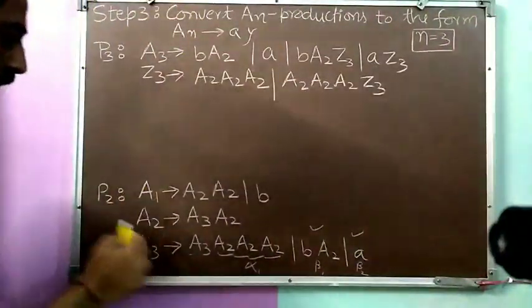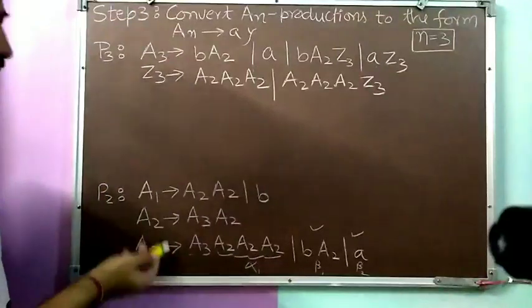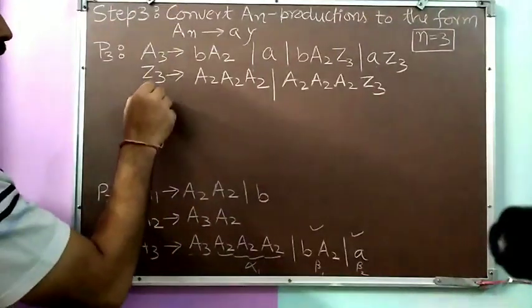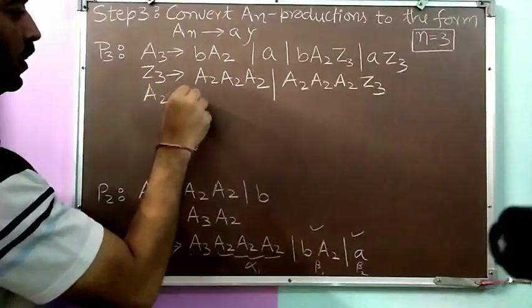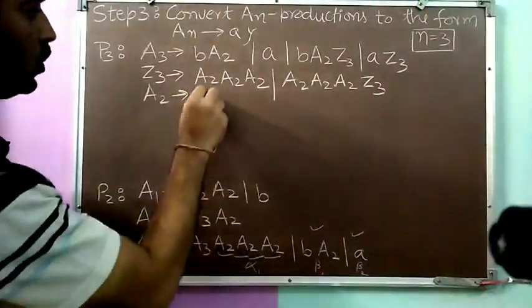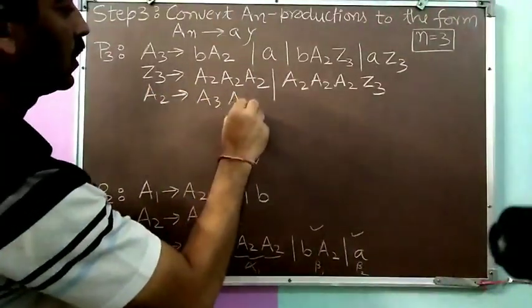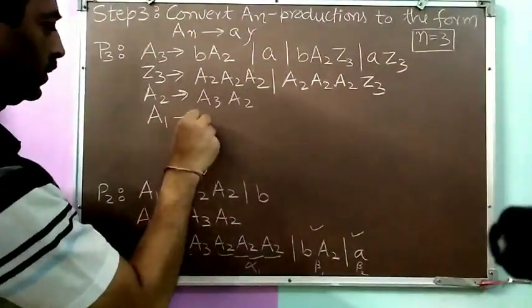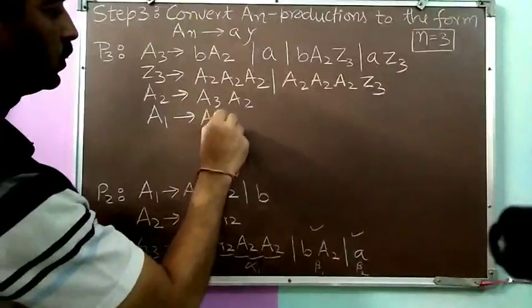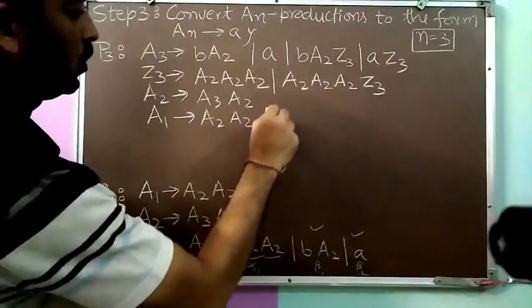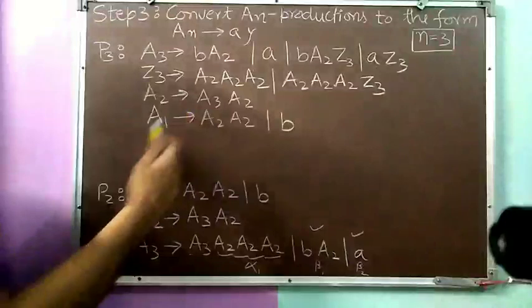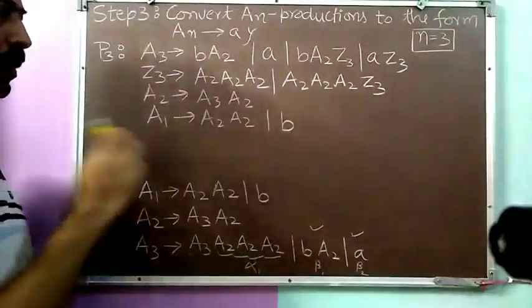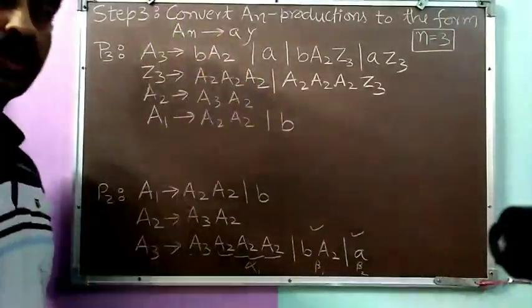Now the A1 and A2 productions will be the same as in P2. So A2 will be equivalent to A3 A2, and then the A1 production will be A2 A2 oblique B. So this is our P3. After step 3, this will be our situation. Now we'll go to step 4.